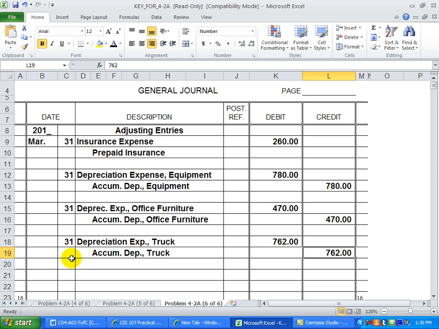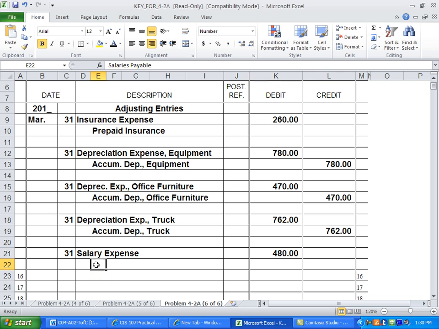And then we look for an E. And there is an E, so we need another date. And the last one is for salary expense. This is for salaries that have accrued after our last payday, and that's for $480. And because we have not paid them yet, it's salaries payable, our liability account. So that concludes all of the adjusting entries. In many cases there could be more, but we just had 5.